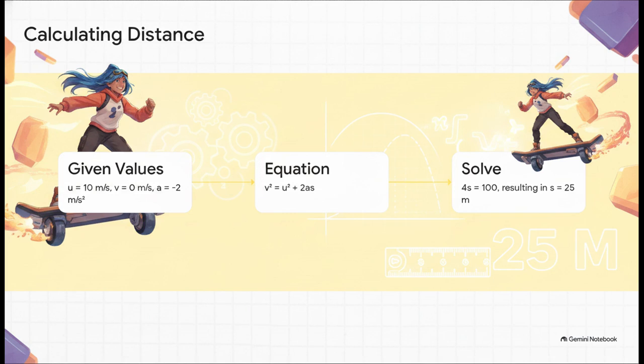Step by step, we can solve this effortlessly. First, let's identify what we know. The initial velocity, u, is 10. The final velocity, v, is 0, because she's coming to a stop. The acceleration, a, is -2, since she's decelerating.